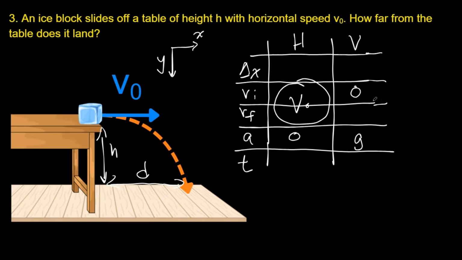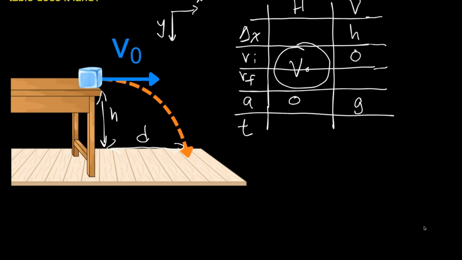We're going to set the height of the table as h, and what we're trying to find out is d, the delta x. Oftentimes, the key to solving these types of problems is to find the time, because the time will link the horizontal motion with the vertical motion. I'm going to solve for the time using the vertical motion because I have 3 of the variables, and I could use that to solve for the time.